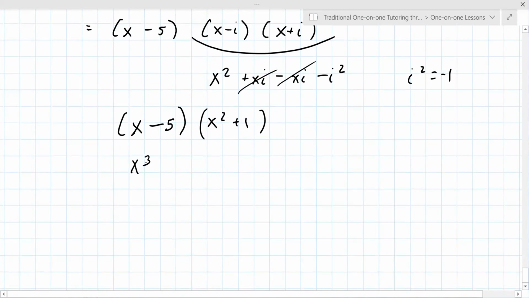So you get x cubed plus x minus 5x squared minus 5. So you might reorder it here: x cubed minus 5x squared plus x minus 5.